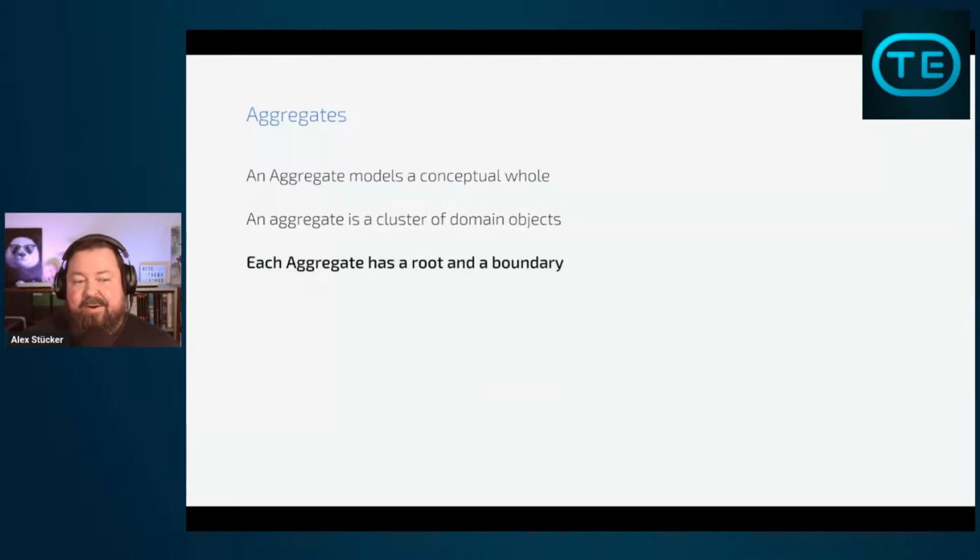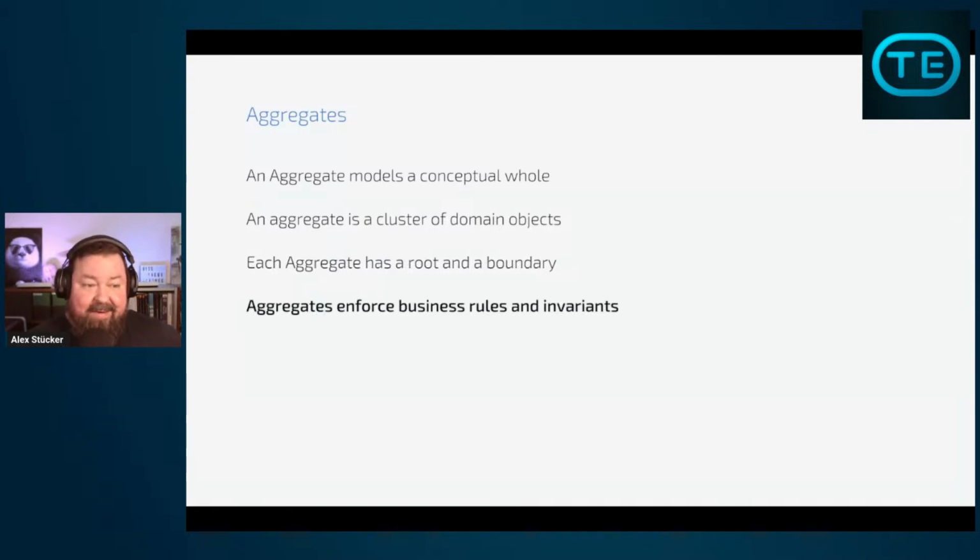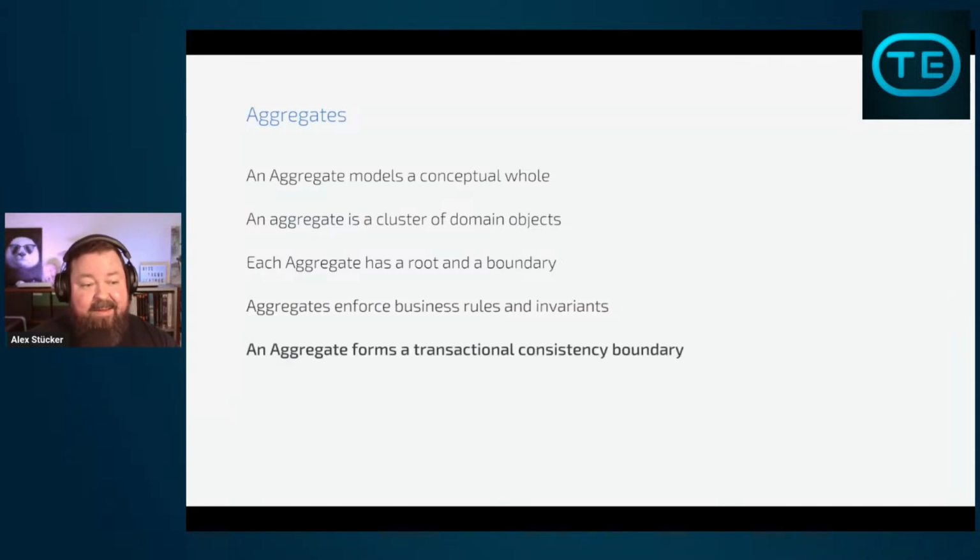Each aggregate has a root and a boundary. The root is a single and specific entity contained in the aggregate. An aggregate enforces business rules and invariants. Here's again a difference from the general concept of an aggregate. DDD aggregates really enforce business rules and invariants, and that's important. The next one is that an aggregate forms a transactional consistency boundary. This means everything that is modified with the aggregate is persisted with the aggregate.